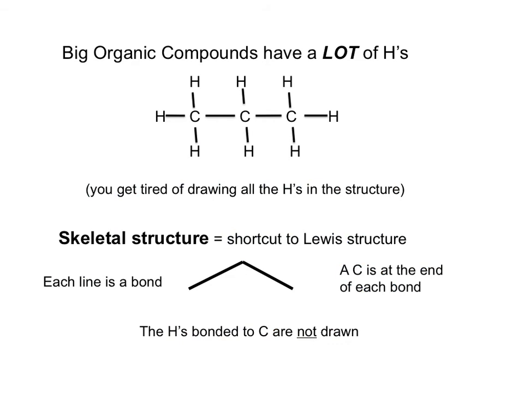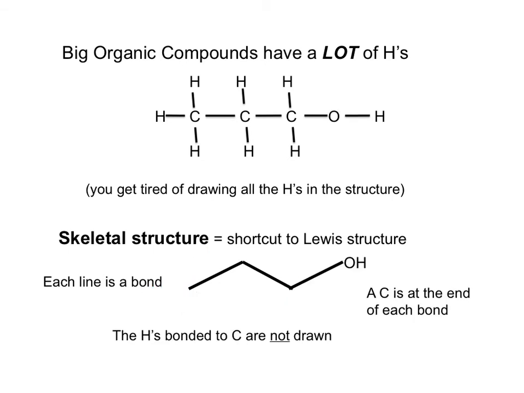Organic compounds can be large, which means we've got to draw in all those H's in the Lewis structure. Scientists like to take shortcuts just like everyone else, so they came up with a skeletal structure. In a skeletal structure, the end of each line or bond is a carbon. The H's bonded to carbon are not drawn in. Remember the general bonding rule, 4 bonds to carbon. So if a carbon in a skeletal structure shows 1 bond, that means the 3 other bonds are to hydrogen.